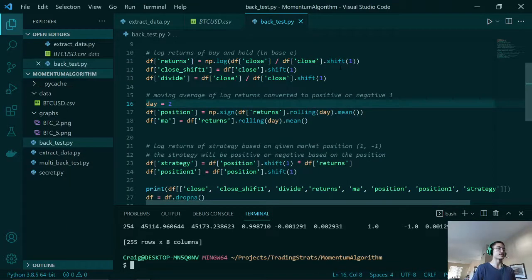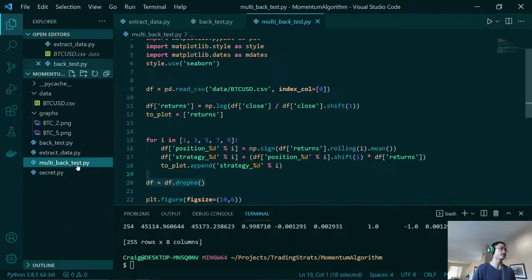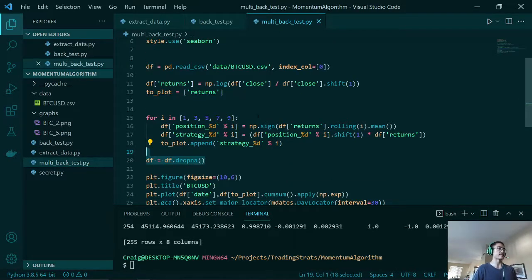One way to make this process much faster is to use a simple for loop. As you can see here, this is the exact same code. The only difference is that we have a for loop here that is appending our moving average. We are adding our position and our strategy in depending on the number of days. And this is what is used to make our moving average. So, that being said, let's run the multi backtest.